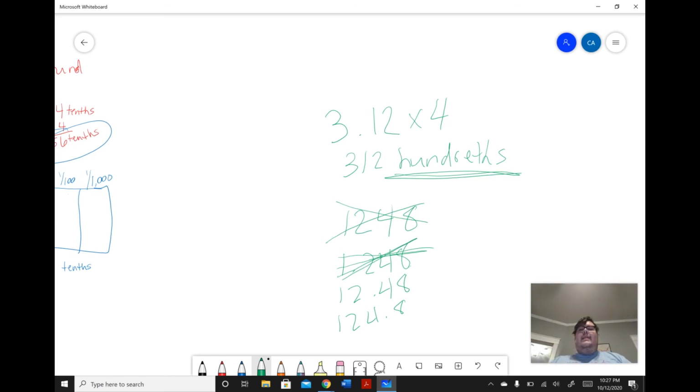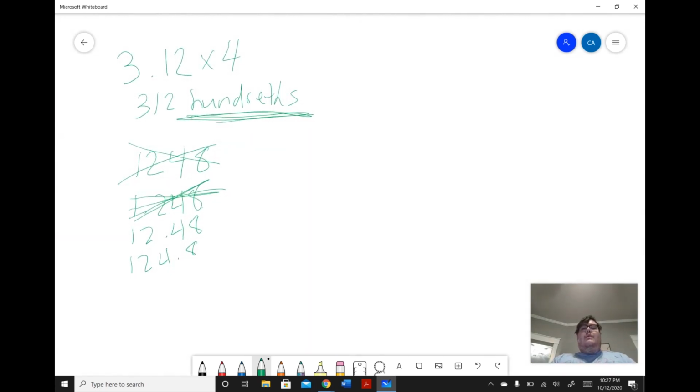Okay, now let's think about our next one. We have 12 and 48 hundredths. Well, we're in the hundredths place, all right? So that could make sense. But if we were using an area model, or if we were using a place value chart and using powers of 10 to move things over, would that work out?